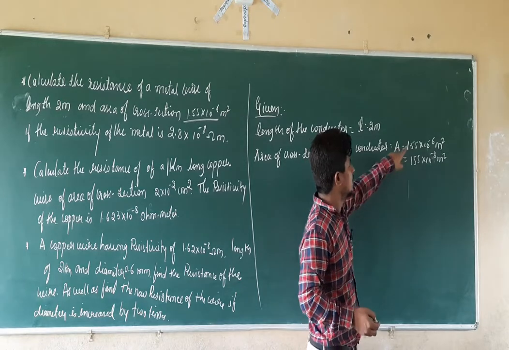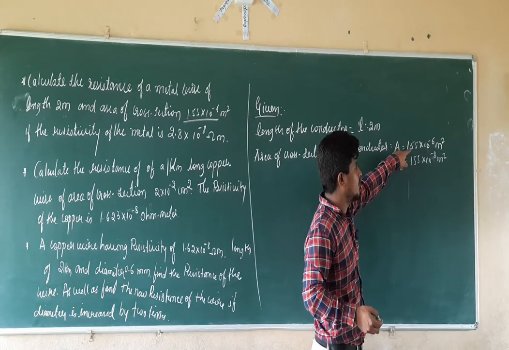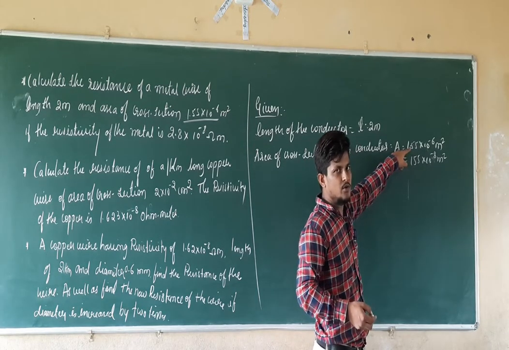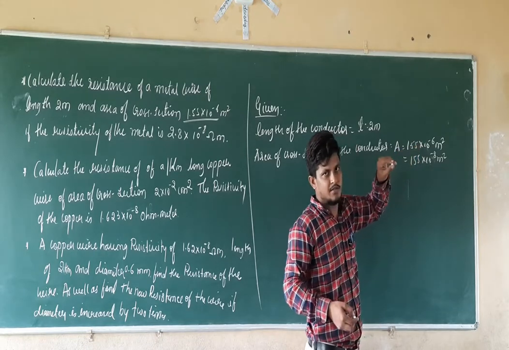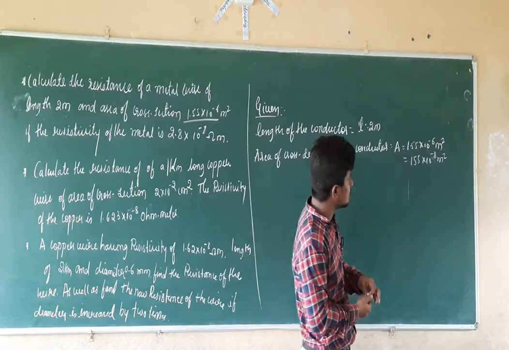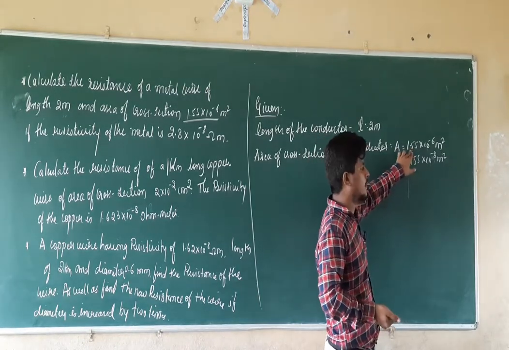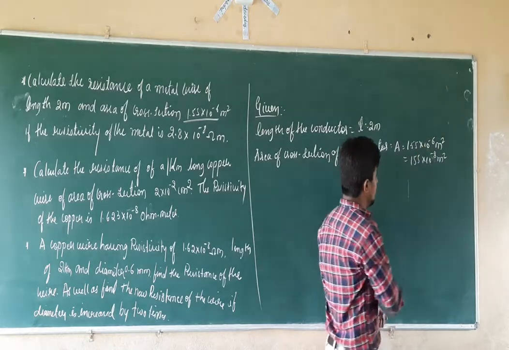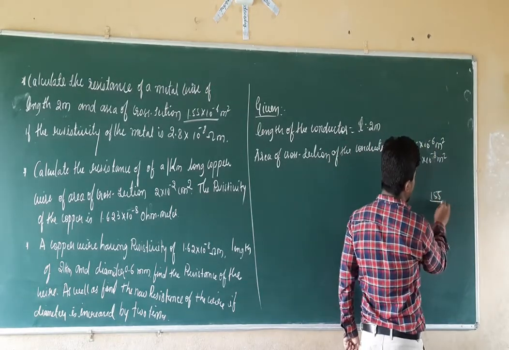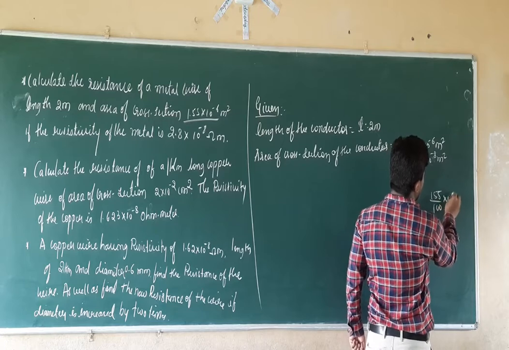How does it come? If you want to make 1.55 into 155, what are we going to do? We are going to multiply by 100 in the numerator as well as in the denominator. So it will become 155 divided by 100 into 10 raised to minus 6.